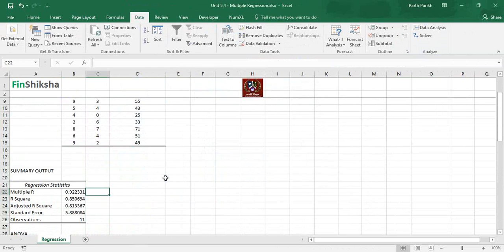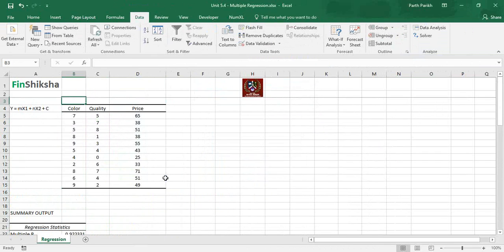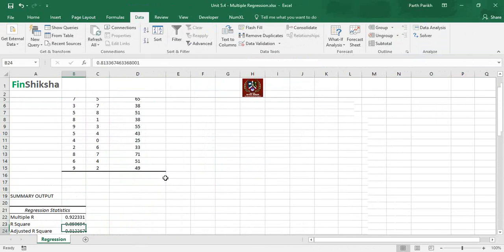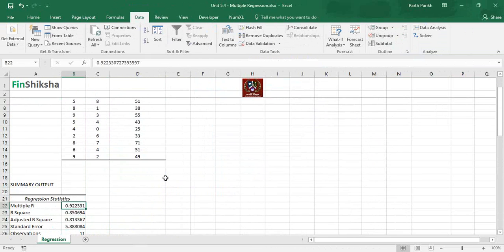We should not be too much bothered about how it calculated. It's a part of the statistics. We should not dwell too deep into that. All right. Now it basically says 0.92. So price is highly dependent on color and quality, which is like 92% of the time. All right. Now we can come to R square, or rather I will write it correlation for better understanding.